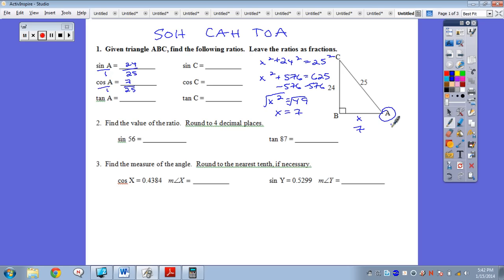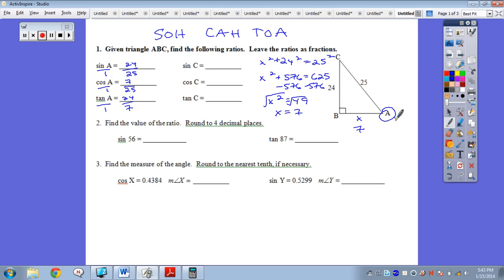And the last for angle A is tangent. Tangent is the opposite side over the adjacent side. So tan of A over 1 is equal to the opposite side over the adjacent side. So we've set up the three proportions that represent angle A.